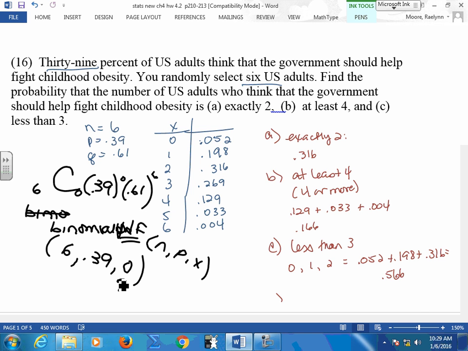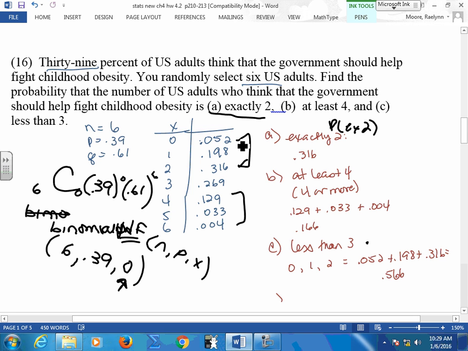Once you get all your probabilities, then what is the probability of exactly 2? Go here. There's your probability. At least 4. These are mutually exclusive. If you're in one, you can't be in the other. So at least 4, add these pieces up. Less than 3, does that mean I count 3? Nope. So add these pieces up.